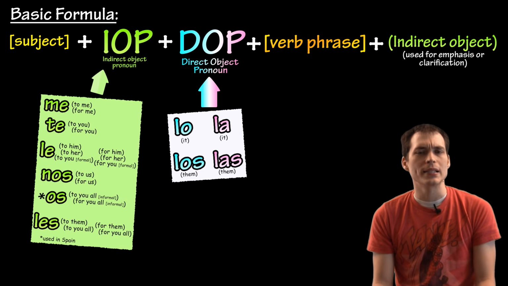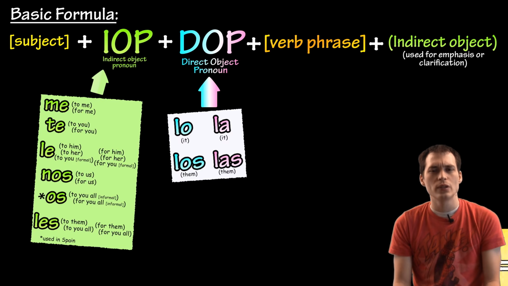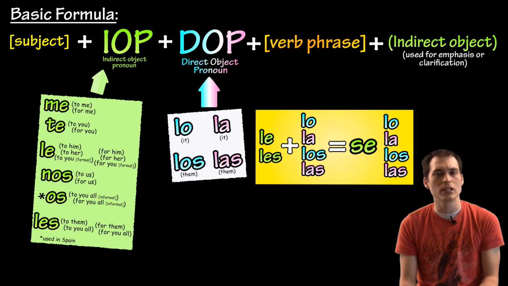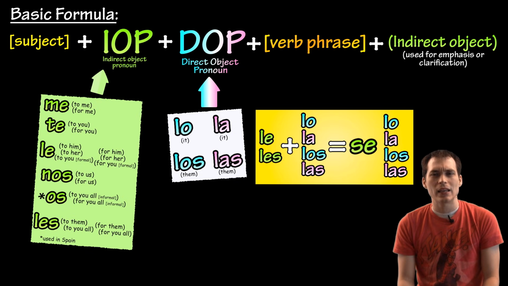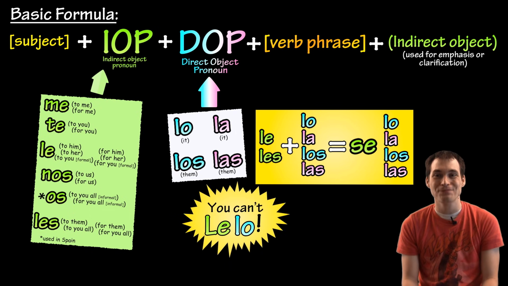Something you might have also noticed in some of the examples is that when I normally would have le or les before lo, la, los, or las, it changed to se. So instead of saying lelo, we'd say selo or sela, selos, selas. I can't give you a very good reason as to why we do this, except it's just what happens in the language. But a way to remember this change is the saying, you can't lay low.